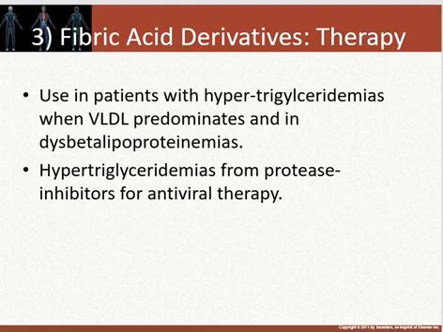Which patients get these drugs? Basically patients that have elevated triglycerides, as well as a predominant VLDL elevation, and patients that have the familial, inherited dysbetalipoproteinemias. Some patients experience elevated triglycerides due to treatment of antiretroviral therapy, specifically some of the protease inhibitors, and so they can sometimes be co-treated with one of these fibric acid derivatives to treat that side effect.